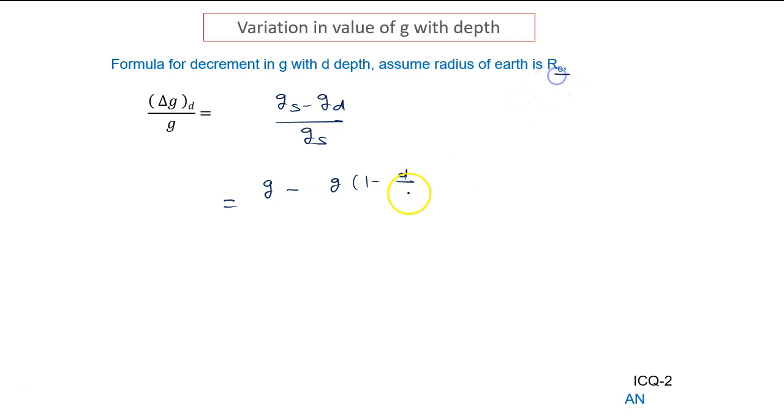R की जगह हम लोग लिख लेते हैं radius of the earth is Re upon gravity at the surface is g. You will open the bracket, g से g cancel, and you will write g d upon Re into g. g से g cancel, so this decrement is given by d upon Re. d is the depth, R is the radius of the earth.